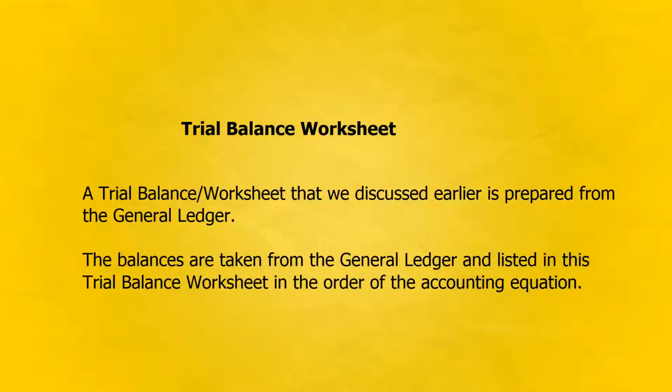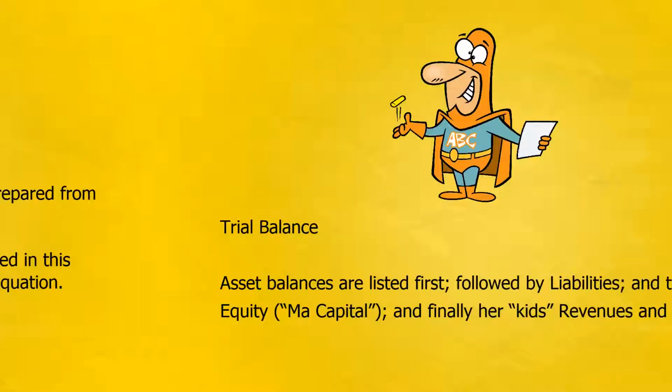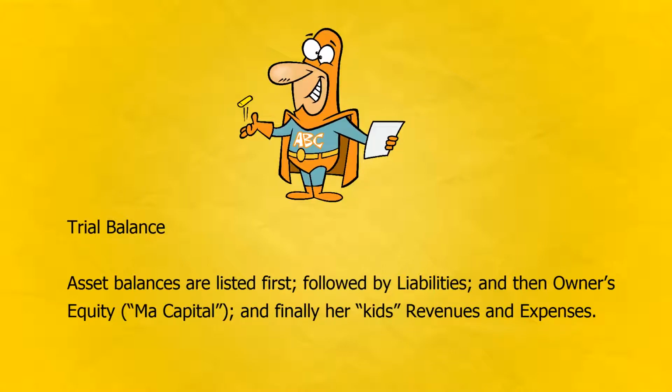Trial balance worksheet. A trial balance worksheet that we discussed earlier is prepared from the general ledger. The balances are taken from the general ledger and listed in this trial balance worksheet in the order of the accounting equation. Asset balances are listed first, followed by liabilities, and then owner's equity (capital), and finally revenues and expenses.